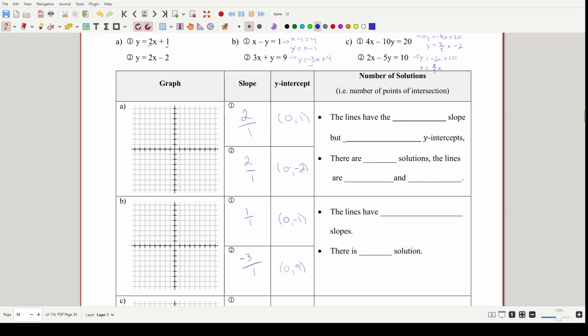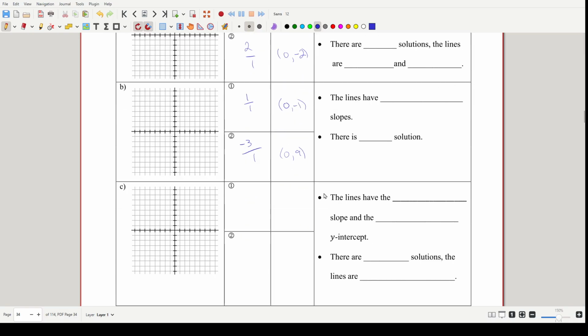Well, that's interesting. They both have the exact same slope, 2 over 5. And now we're going to do 10 divided by negative 5, so that's minus 2. Oh, they also both have the same y-intercept. So let's scroll down here and put that down here. So they both had, where'd my pen go? Well, they both had a slope of 2 over 5, and they both had a y-intercept of 0, negative 2.